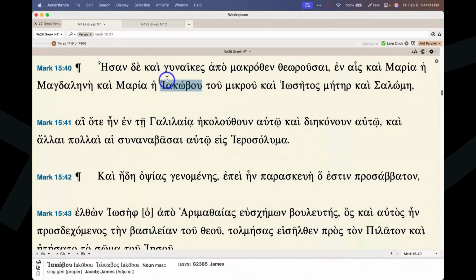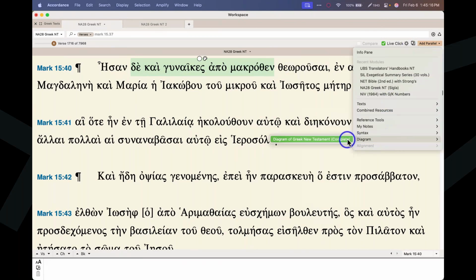Esan de kai gunaikes apo makrathen theorusai en heis kai Maria he Magdalene kai Maria he Jacobu tumikru kai Yosetas meter kai Salome. And then we've got to keep going, verse 41, but we're just going to stop there. Now there were also women from far off. And then we have theorusai, so this is going with this ason. So it's a periphrastic participle. So those go together. Again, this is where English and Greek just differ. You can't split that up like that in English.